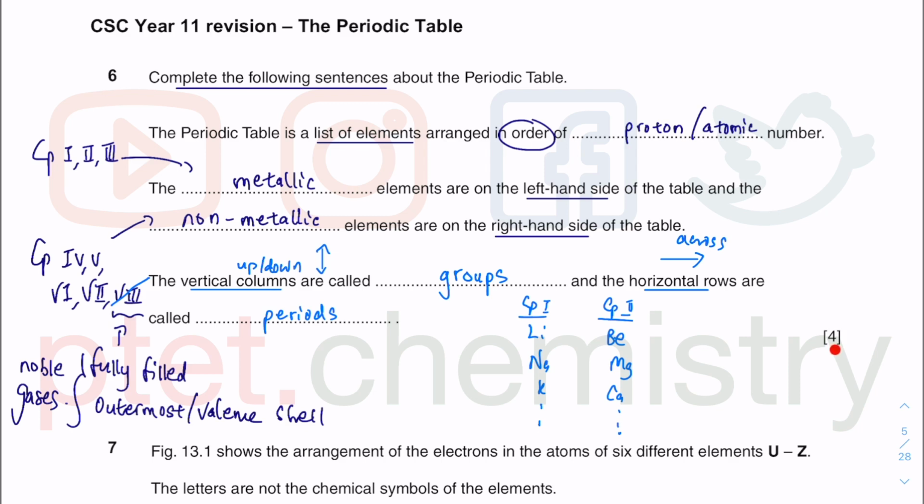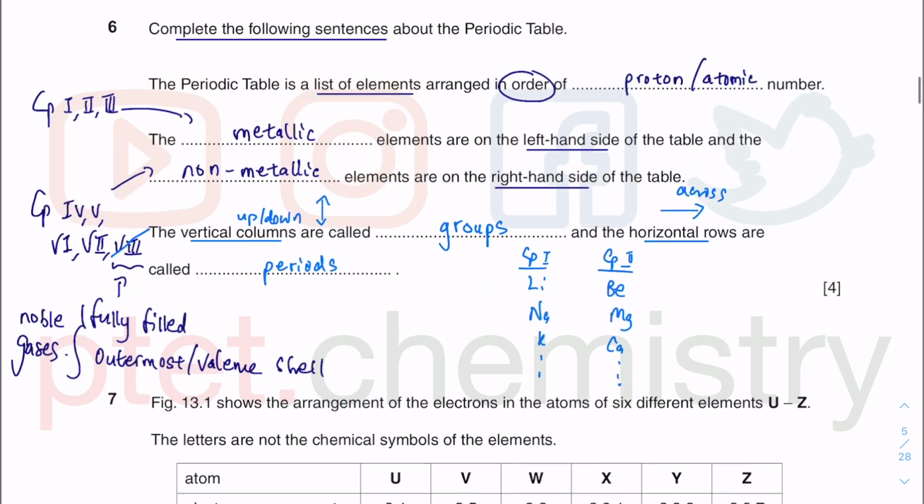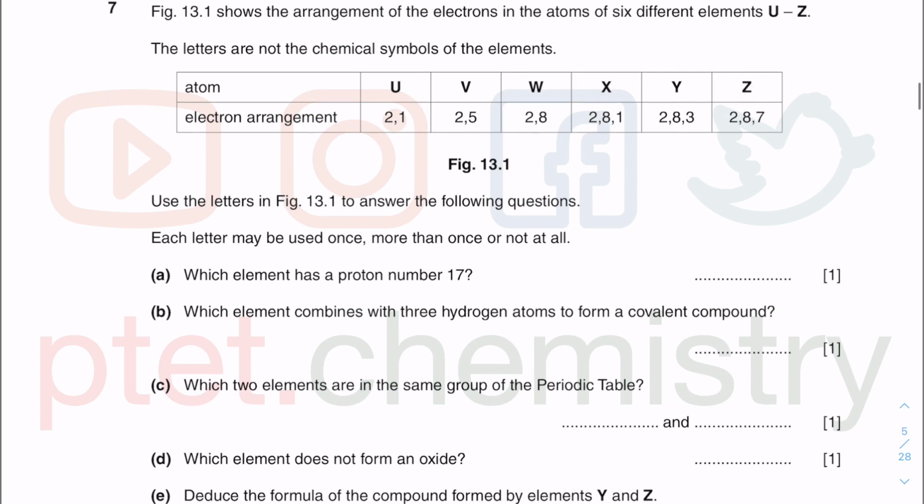For that 4 marks, you really should be scoring that if you know your periodic table. In the next question, these are just arrangements of electrons, basically how the electrons are arranged. They can use the term configuration or some other terms. Looking at these, you can tell this is the first shell and this is the second shell.